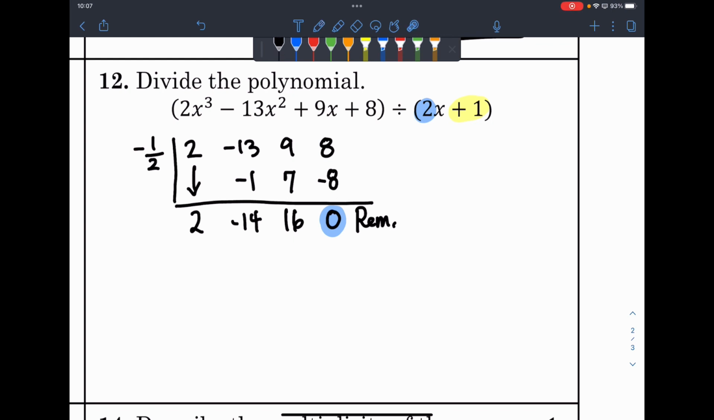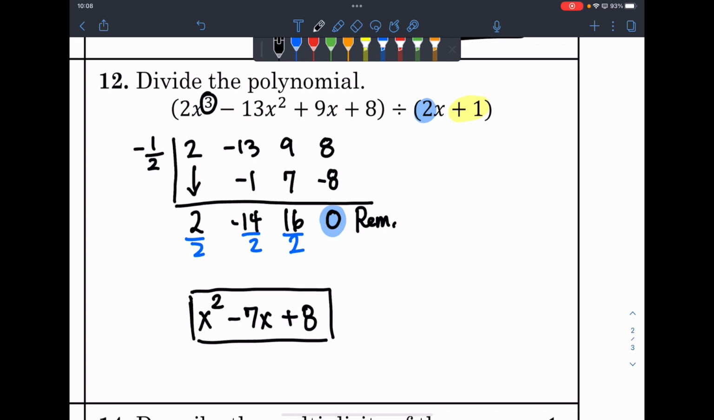Now, since we had to divide this value by 2, we have to do the same thing with our quotient here. So we have to divide these values by 2, and that's going to give us our answer. So we're going to end up with 1x to the second power, 1 degree less than what we started with, minus 7x to the first plus 8. So this is our quotient. And since there is no remainder, we don't add anything extra there. So there you have it.